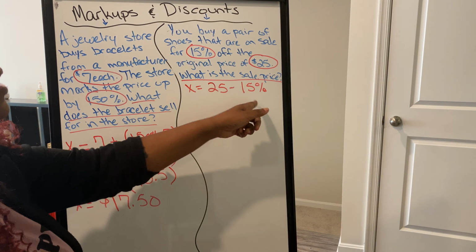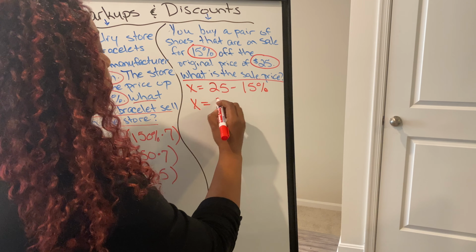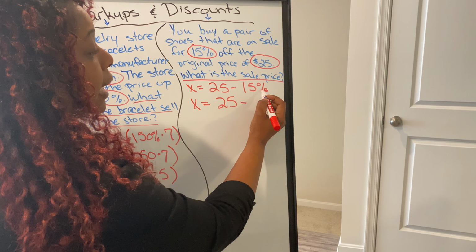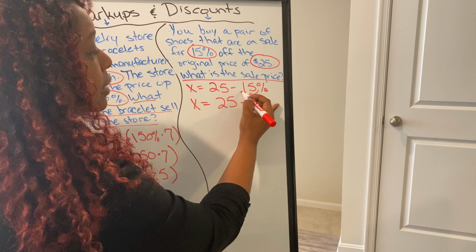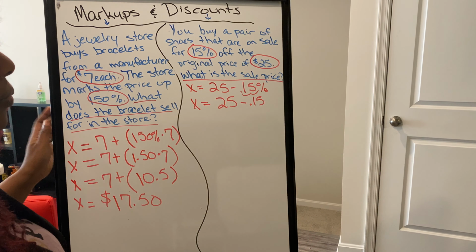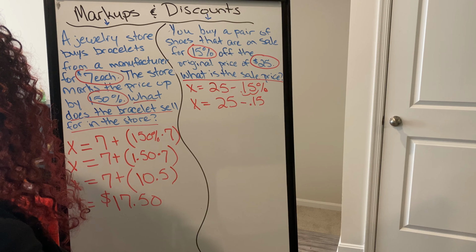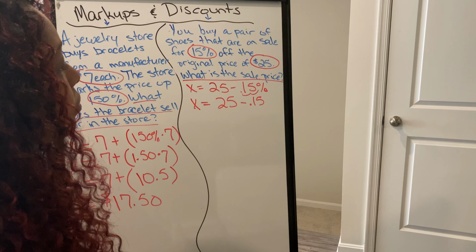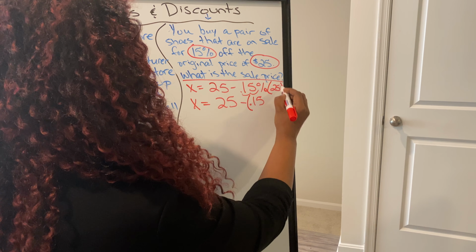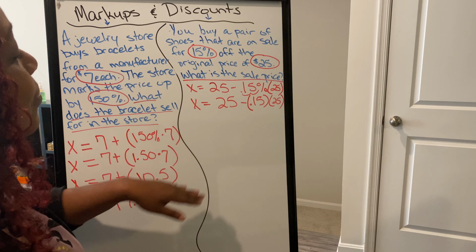You have to turn the 15% into a decimal. That's where that converting comes from. 25 minus, how many zeros do I have? I have 2, or I can take my percent and move it 2 places, and I get 15 hundredths. Oh wait, did I say 15? Yeah. Is that right? Sorry. There we go. So I forgot that one part.